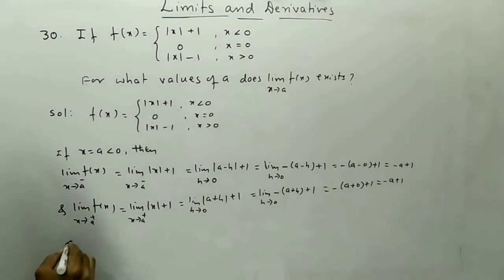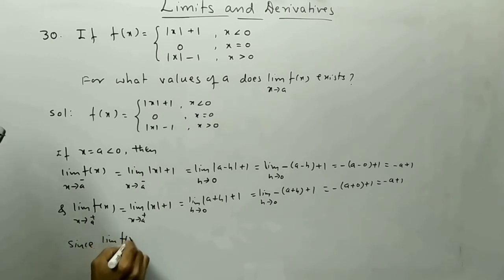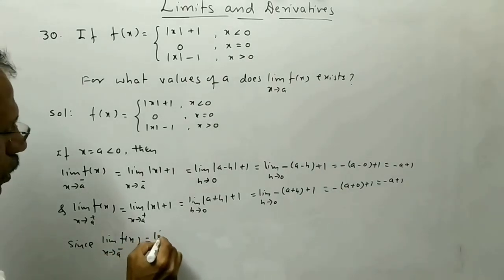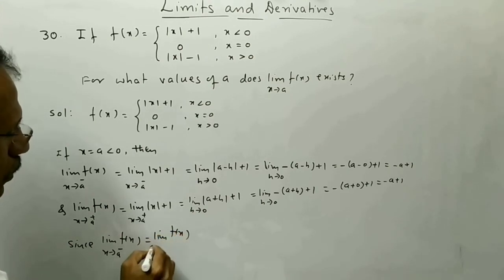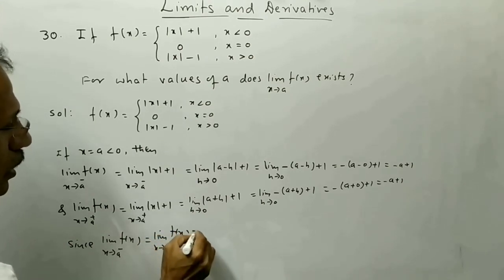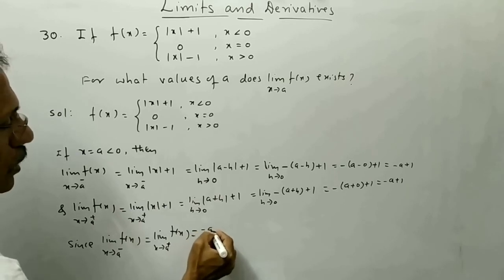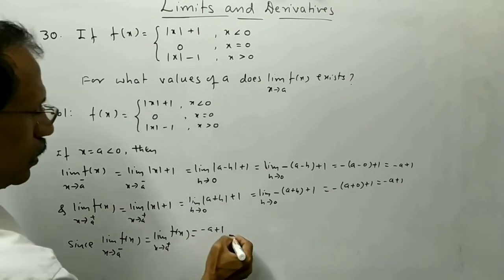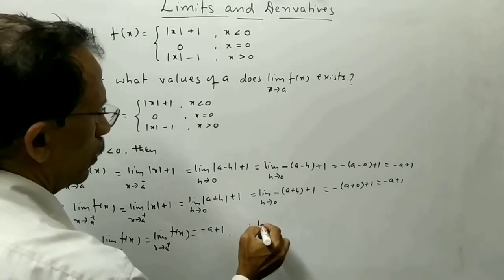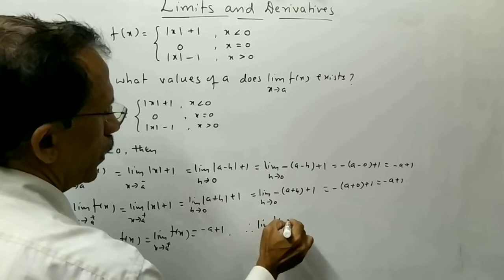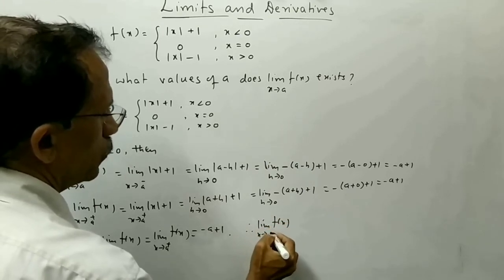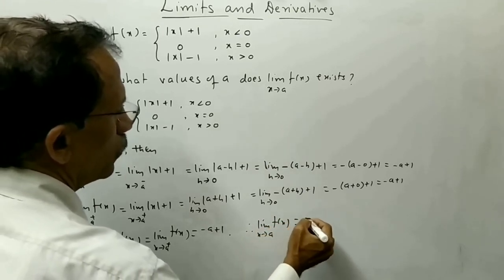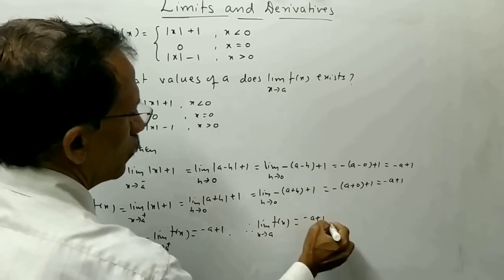Since the limit of f of x when x tends to a from the left side is equal to the limit of f of x when x tends to a from the right side, which is equal to minus a plus 1, therefore the limit of f of x when x tends to a is equal to minus a plus 1.